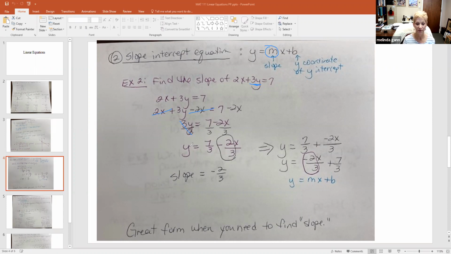Now notice y is by itself. So when y is by itself, your slope is the entire number, not just that number on top, the entire number. Make sure you take that with it. So it's a negative 2/3.